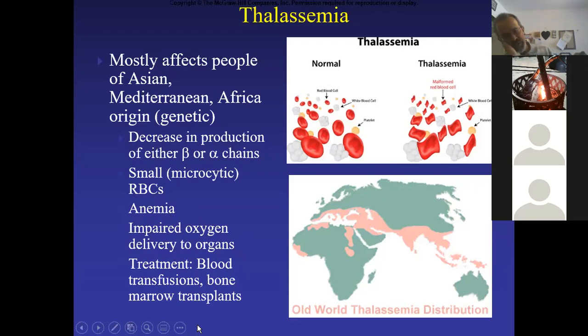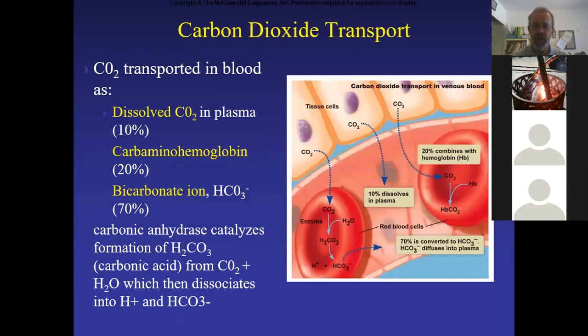One of my students years ago actually had a family member from Asia with thalassemia, and I wish I could remember which country. So if the beta chains are affected, it's called beta thalassemia. If the alpha chains are affected, it's called alpha thalassemia. All right, so we're almost done.